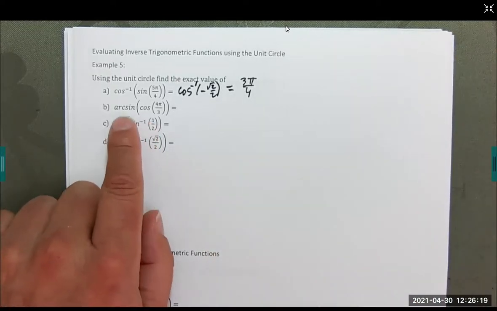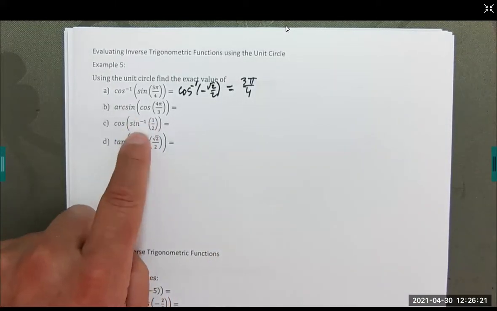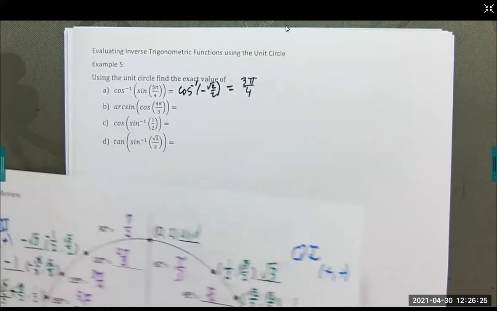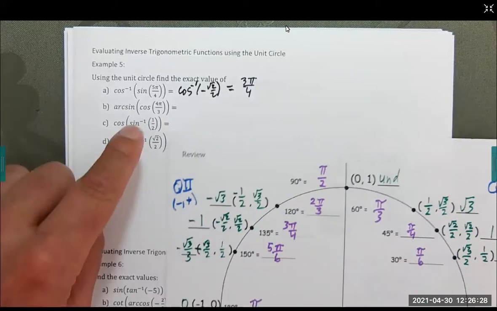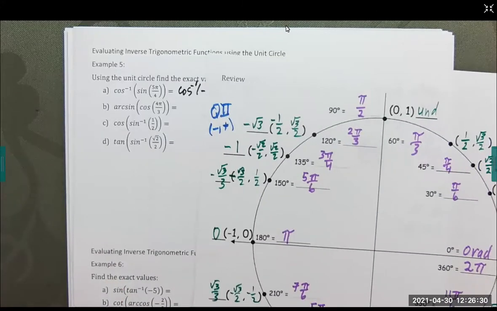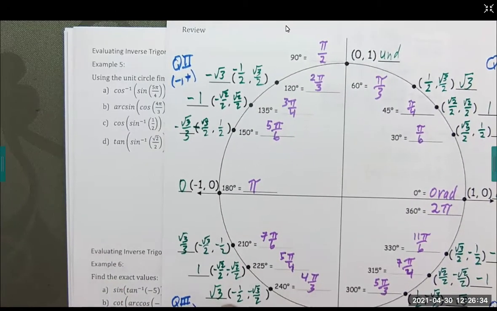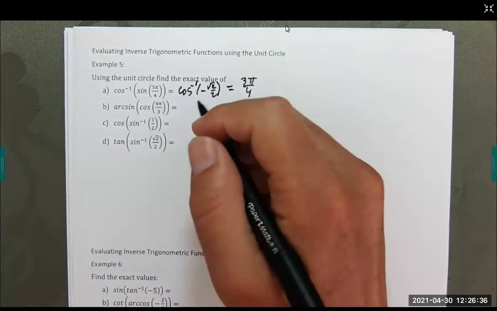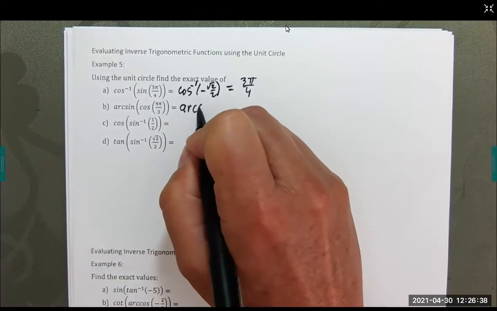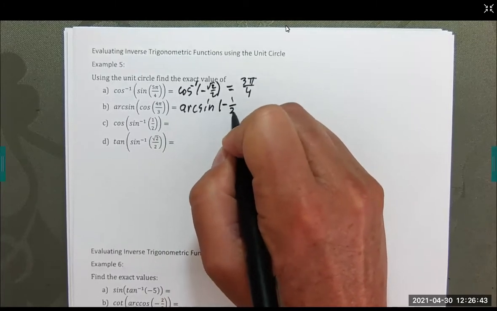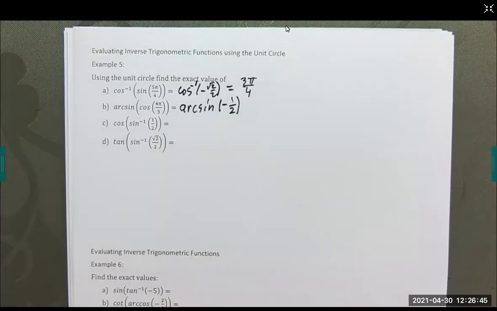This one, and remember, arc sine and inverse sine, they mean the same thing for our purposes. Cosine of 4 pi over 3, so that's cosine is x. So 4 pi over 3 is down here, and the x version of that is negative 1/2. So arc sine of negative 1/2.